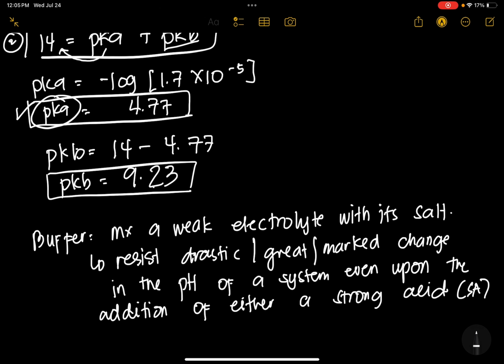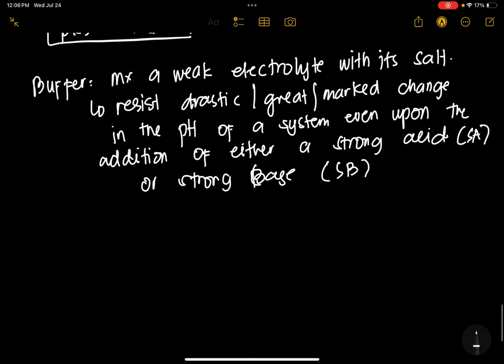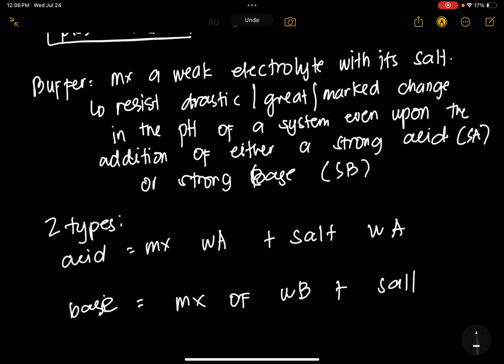Strong acid is sometimes SA, or strong base. Ang SB is strong base sometimes. So, there are two types of buffer, acid and base. So, we have a mixture of weak acid plus salt of weak acid. Sa base naman niya, mixture of weak base plus salt of weak base.